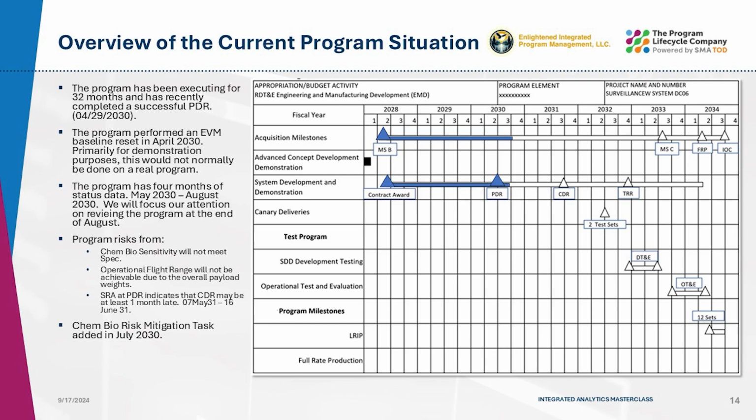Program risks from PDR include the chem-bio sensitivity will not meet spec, operational flight range will not be achievable due to excessive payload weights. The SRA at PDR indicated that CDR may be at least 1 month late from baseline. Note, the program approved a chem-bio risk mitigation effort starting in July 2030.